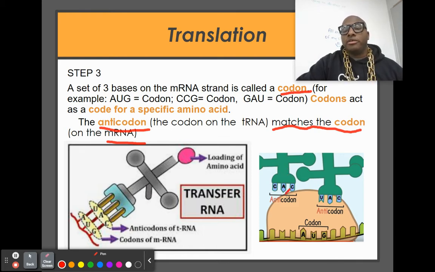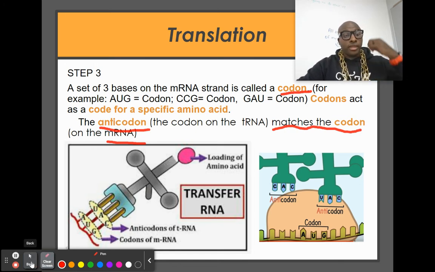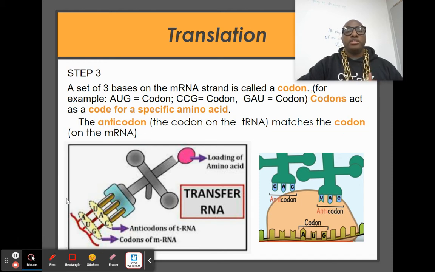tRNA has the anticodon, which matches that base. So for this base, it would be UAC because this goes here, A with U, and then C with G. That's what happens with step number 3. Step number 3 also brings in something very important that we need to know about.